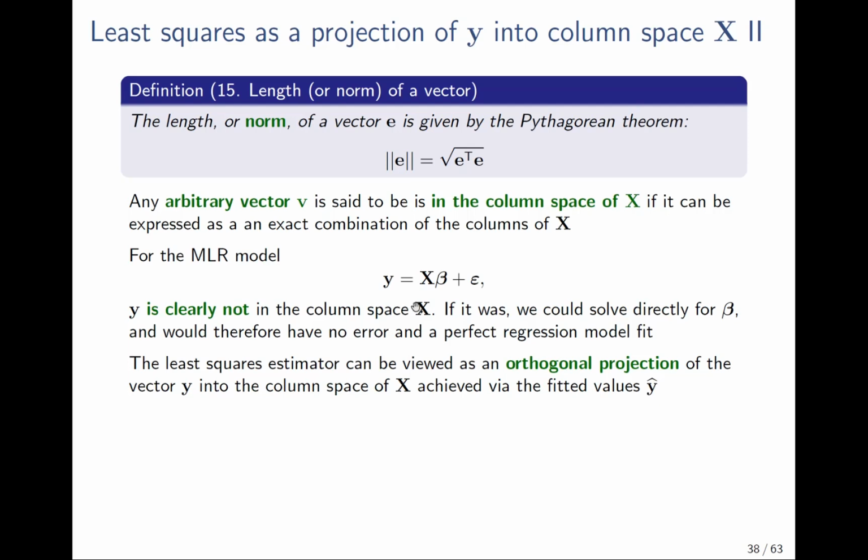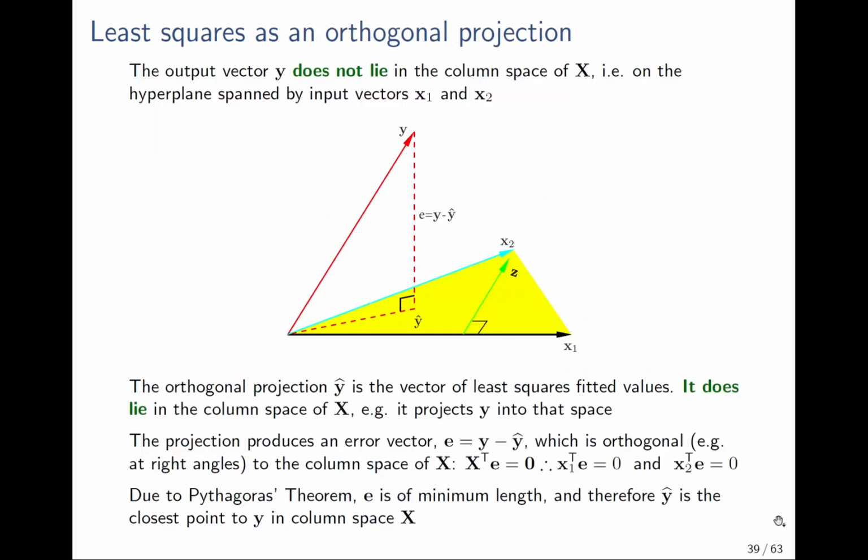The least squares estimator actually finds a vector beta that is an exact combination of the columns of X, and in that sense we can view the least squares estimator beta hat as being an orthogonal projection of y into the column space of X that's achieved by forming fitted values that sit within the column space of X. Those fitted values are in there because they can be expressed as an exact combination of the columns of X. And this is shown diagrammatically here.